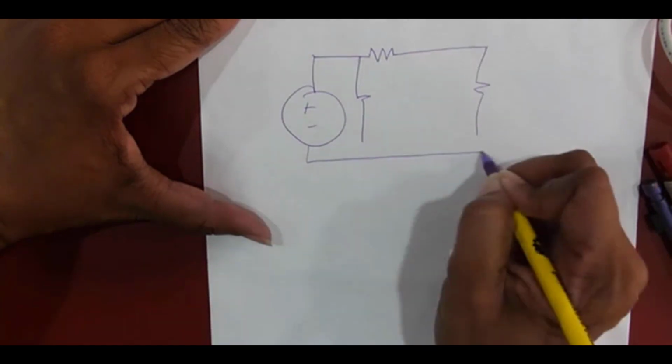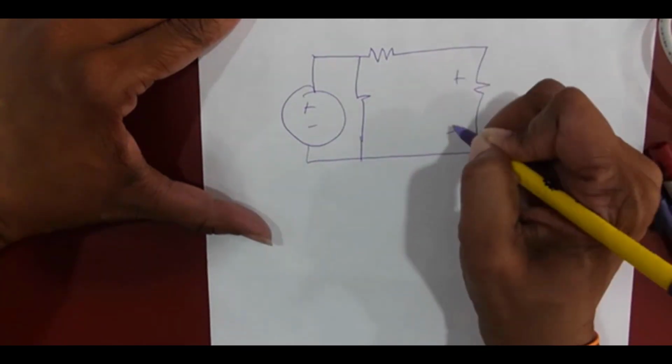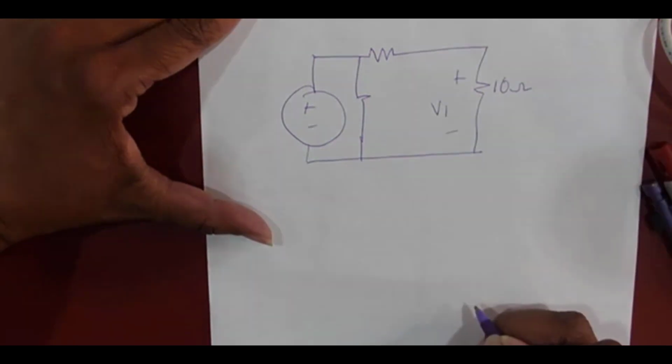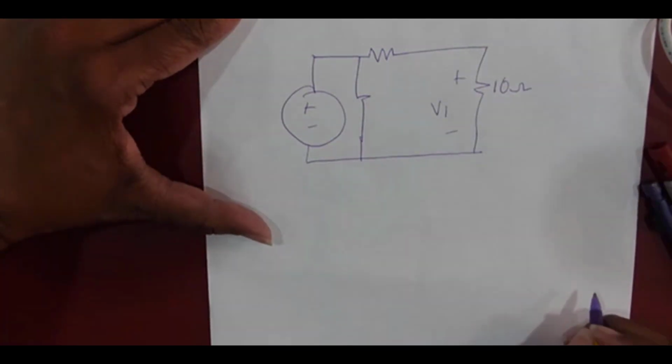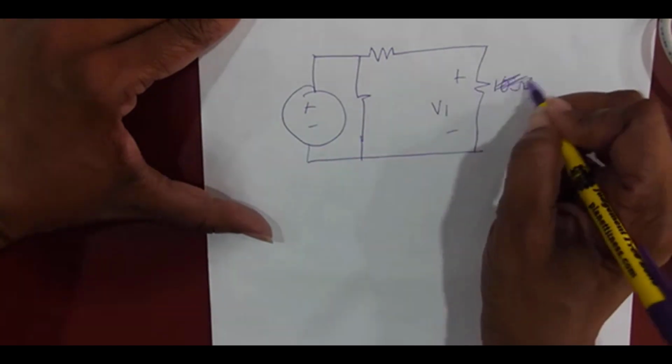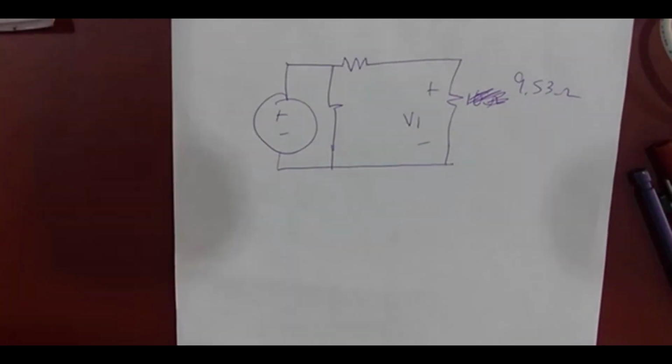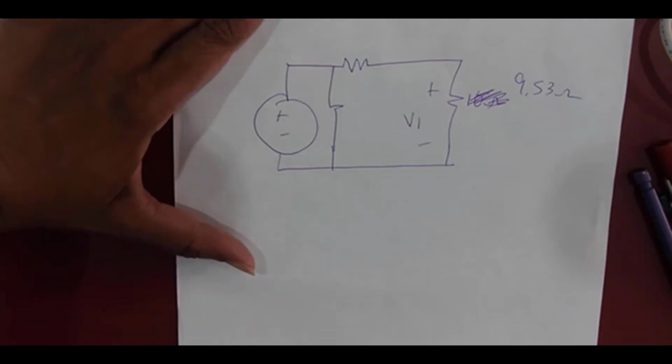You're like, what? This is V1, and this is 10 ohms. You agree with that? That's the 9.53. Oh, good Lord. That's what I was confused with, the 10 came. Yeah, because it's all that. This is why I tell y'all not to write in ink and not to write messy, because you can't read nothing and you start making mistakes.